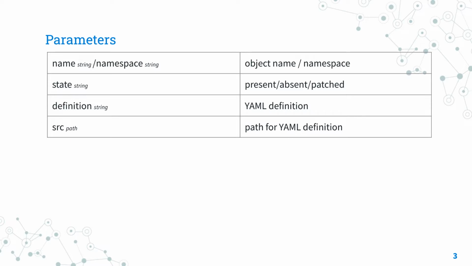The definition parameter allows you to provide a YAML definition inline, string, list, or dictionary, but I still prefer to keep it separate and specify the source file as a src parameter, specifying the path of a file containing a valid YAML definition of an object. So every time I would like to update the Kubernetes part, I'm going to the YAML file. Every time I would like to update the Ansible, I'm keeping it in my Ansible playbook.